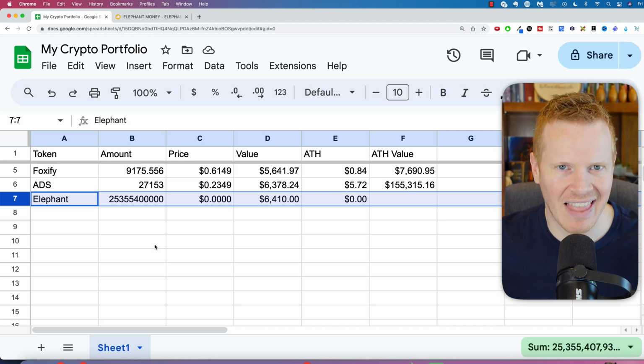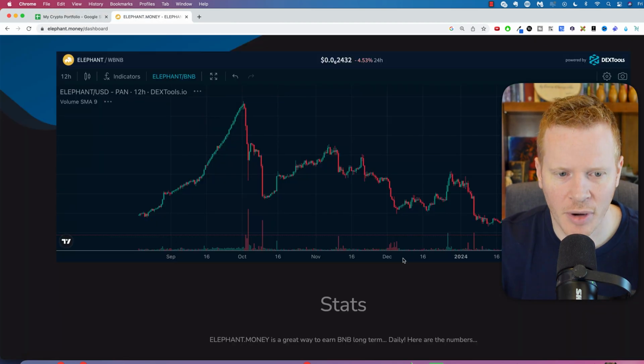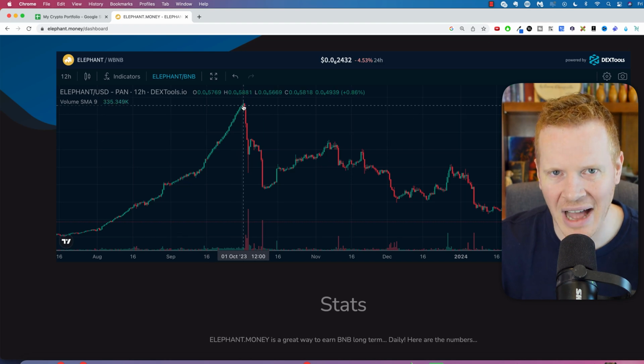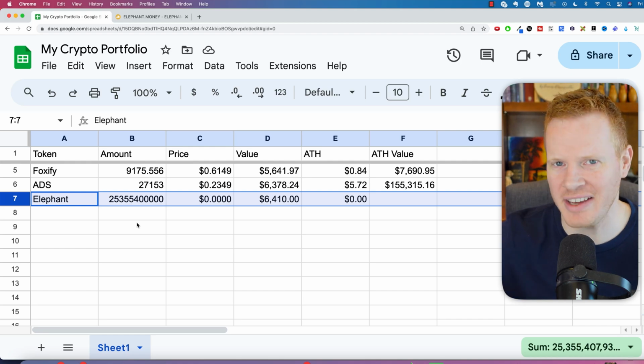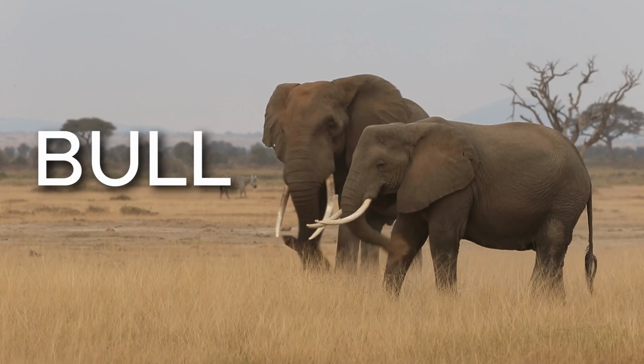The next one is the Elephant token. This is kind of one of my last DeFi holdings that I'm holding on to because I love the community. I love the Elephant community. The price hasn't been great here since October. We kind of hit some highs there, and it's kind of gone down since then. But I'm just holding on to see what it does through the bull market. Interestingly enough, a male elephant is called a bull. So, is there some connection there?